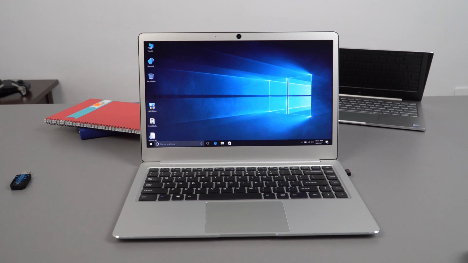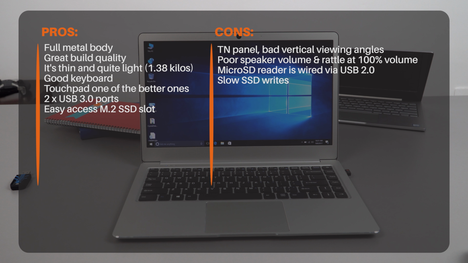Okay guys, so that is the Jumper EZBook 3 Plus. This is the Core M3-7Y30 version with 8GB of RAM and 128GB SSD. So far it's looking promising, it's looking good, apart from that screen. So the problem is, as I outlined and showed you, the vertical viewing angles just aren't that good. You have to look at it straight on. But really, apart from that, the rest of it is very decent.